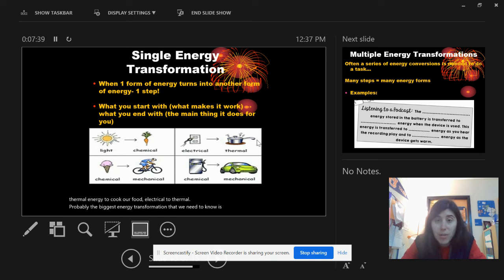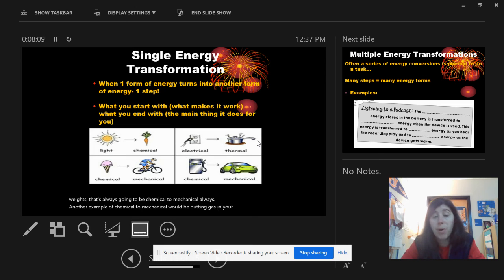Probably the biggest energy transformation that we need to know is people. Now, you can't do energy without having food. So when we move our muscles, we first have to eat food, which is chemical energy, in order for us to move our muscles, which is mechanical energy. So anytime that you have somebody doing exercise, running, riding a bike, lifting weights, that's always going to be chemical to mechanical, always.